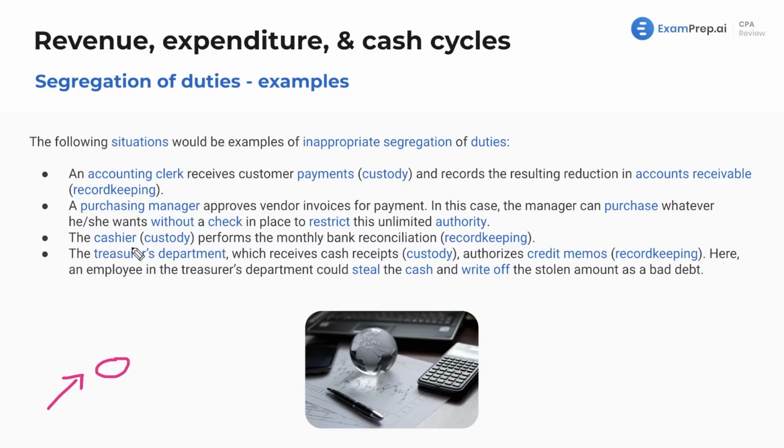Next up, the cashier, which is a custody function, performs the monthly bank rec, which is a record keeping function. That's definitely a no-no. And lastly here, the treasurer's department, which receives cash receipts, that's custody, authorizes credit memos, that's record keeping. Here, an employee in the treasurer's department could steal the cash and write off the stolen amount as bad debt. Always looking for fraud.